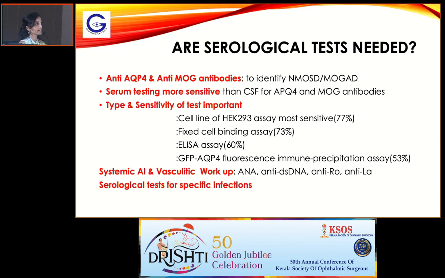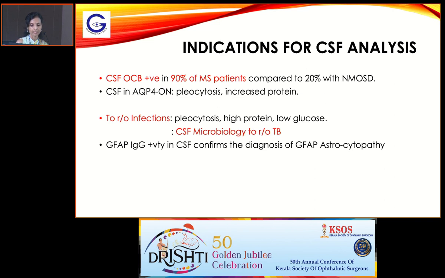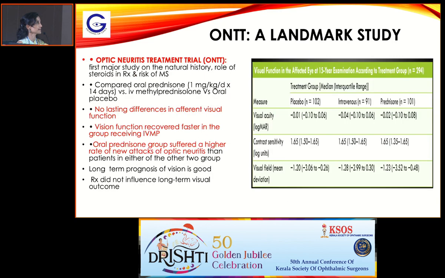So is serological testing needed? Yes, because we need to know the long-term prognosis of the condition, and which test is important. Serum testing is better, cell-based assays are better. And CSF studies are definitely indicated in patients with MS suspicion and also to rule out infections and in some other conditions in which you are suspecting rare cases.